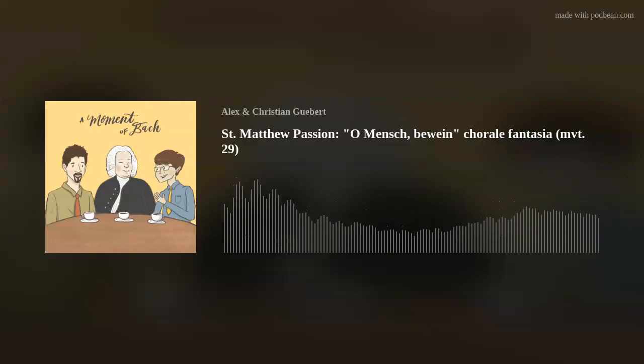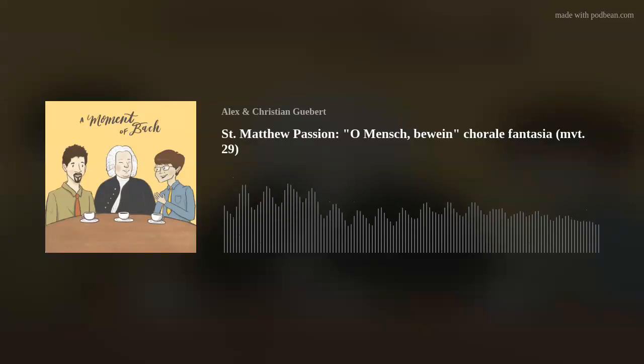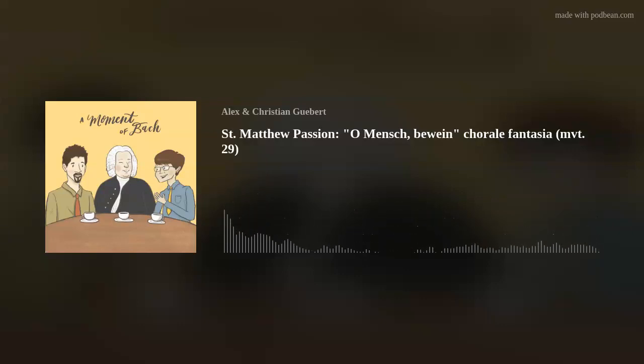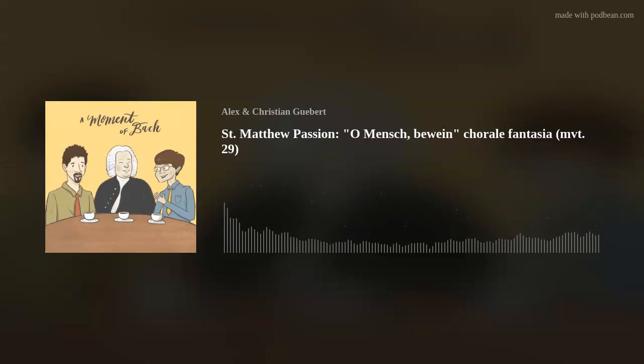And then he later removed it and put it in the St. Matthew when he was writing that, which was later. And then he put back in the old one to the St. John. I do think that the opening movement of St. John Passion, by the way, is a better opening for the St. John Passion, text-wise and music-wise, and just the tone of it.